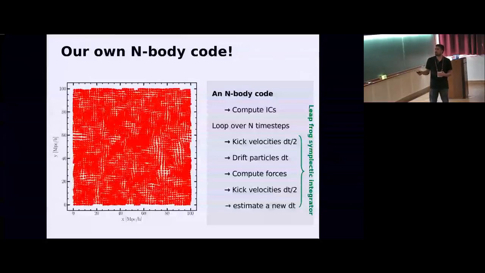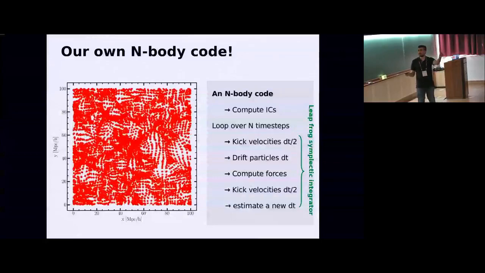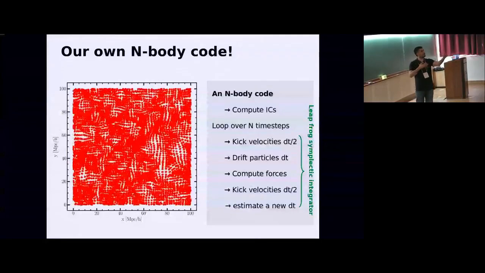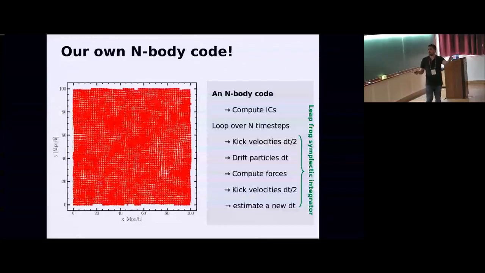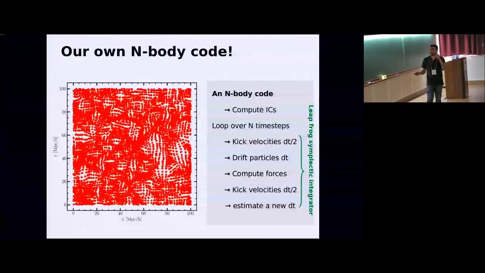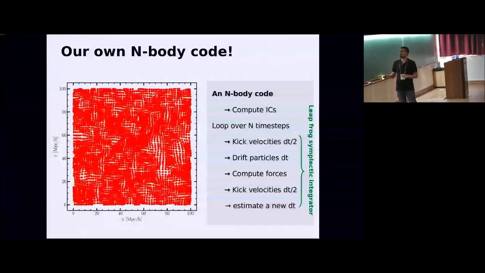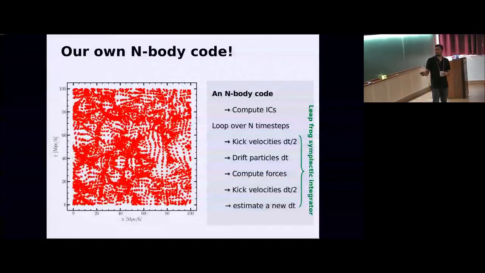So first we kick velocities by a half step. We drift the particles, we advance them, and then we compute forces using a PM, a tree, or a combination of them, or a full N-body with a properly chosen softening length. And then we kick the velocities again. Then we can estimate a new time step, and we loop over this, right?